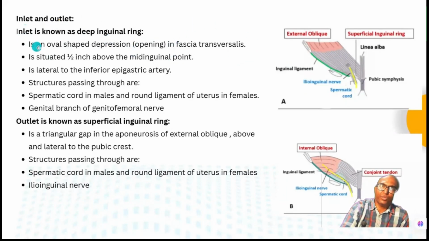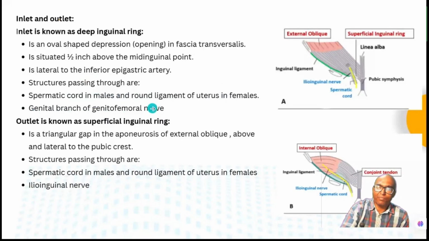They also ask you what is the location of the deep inguinal ring. It is nothing but the depression or opening in the fascia transversalis. It is situated half inch above the mid-inguinal point, lateral to the inferior epigastric artery, and structures passing through are the spermatic cord in males, round ligament of the uterus in females, and genital branch of genitofemoral nerve.